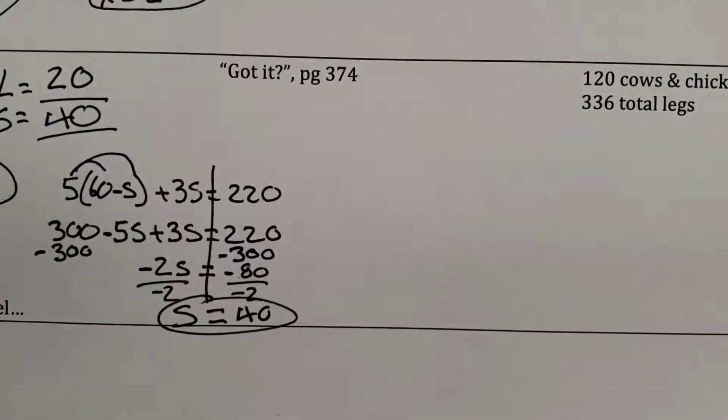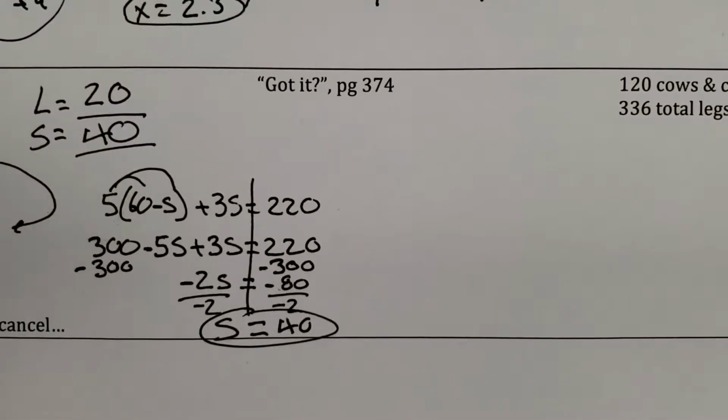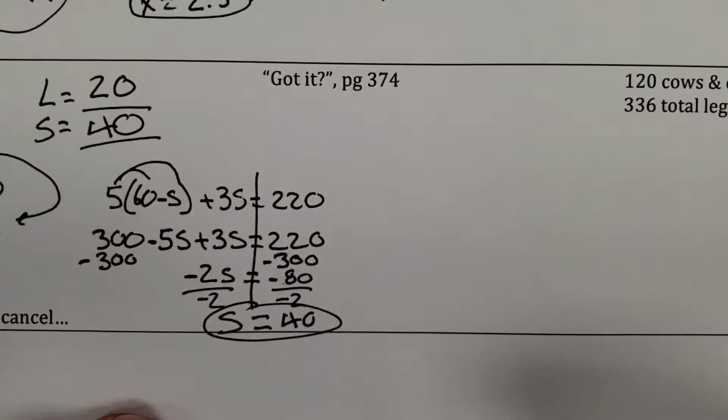Got it, question on 374. It says you pay $22 to rent 6 video games. The store charges $4 for new games and $2 for older games. How many new games did you rent? Ooh, here we go. So you did 6 video games.